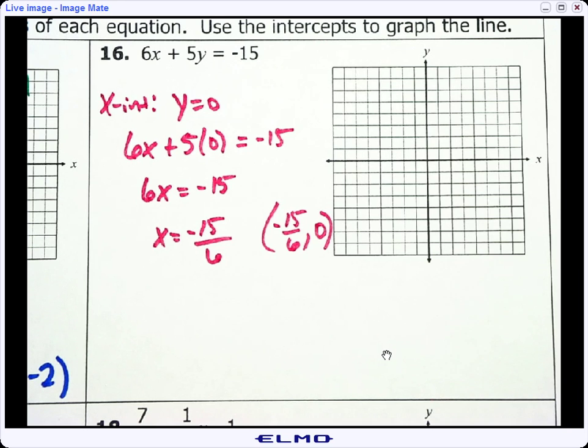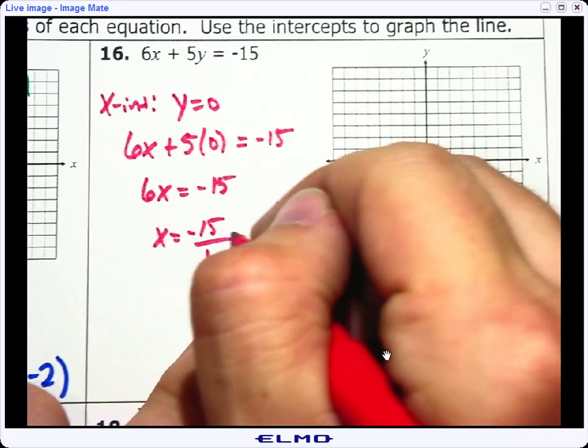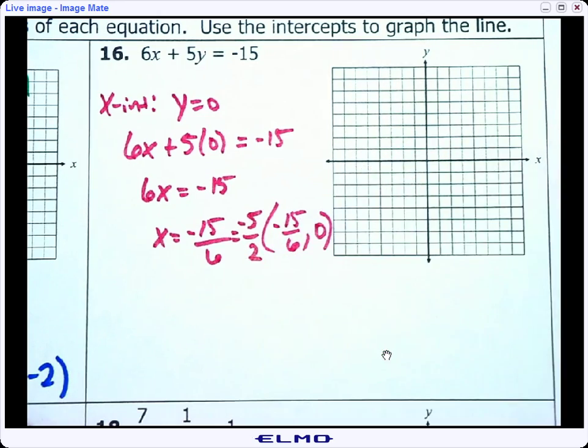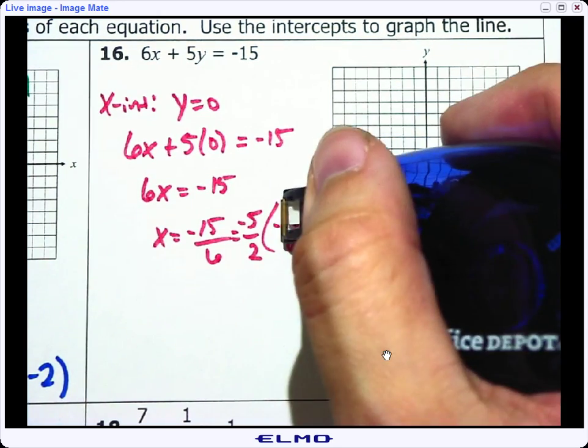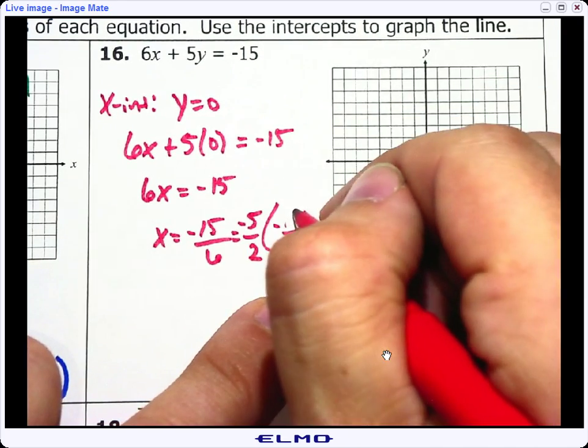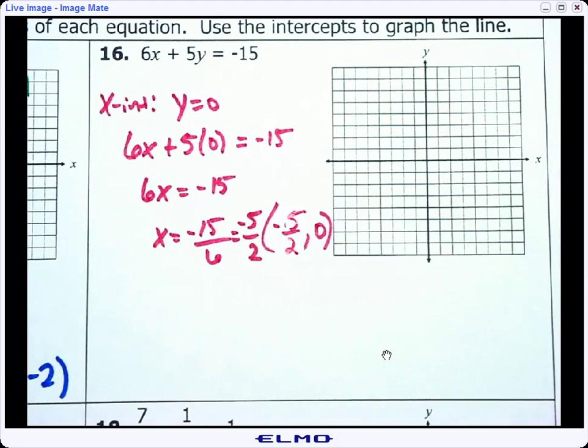All right, for the y-intercept, hold on, made a mistake. Double checking. What can I do to that negative 15 over 6? I can reduce by a factor of 3 to give me a negative 5 over 2. So let me fix that. So negative 5 over 2. That's my point. Graphing it, it would give you the same thing, but we should always reduce fractions if we can.